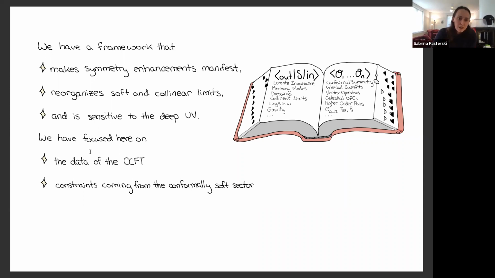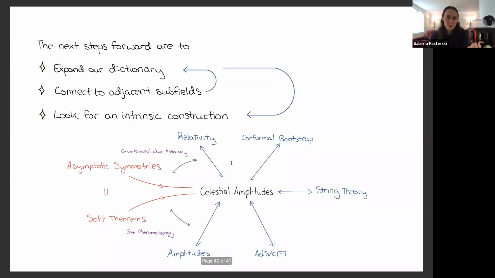So what we focus on here now is the data of the celestial CFT constraints that are coming from the conformally soft sector. But the real point is this framework is nice because it puts these symmetry enhancements front and center. It's reorganizing soft and collinear elements, which should be the data of the CFT. And it's sensitive to the UV, so it could say something interesting about scattering amplitudes that aren't obvious if you aren't using these symmetries to say something about how it should behave.